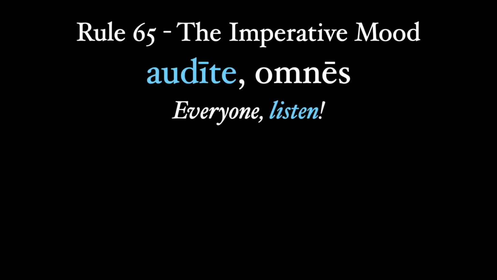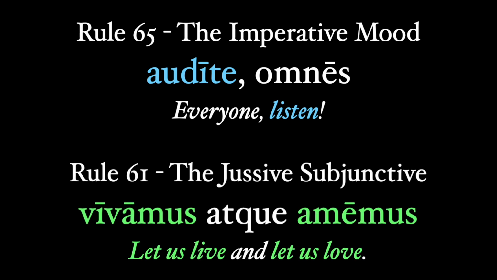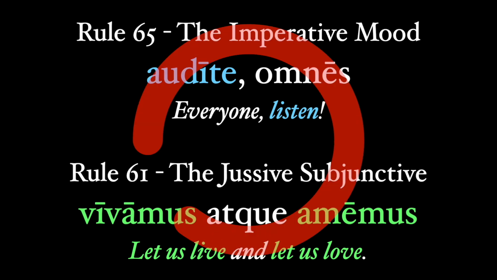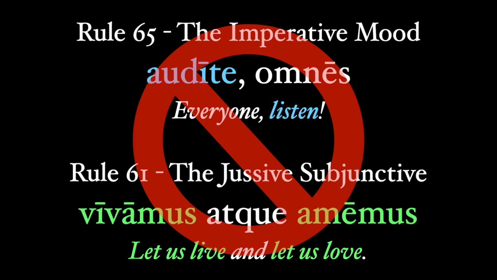In the last rule, number 65, we explored how commands are relayed in Latin with the imperative mood. But in rule number 61, we also explored how the jussive or hortatory subjunctive can also give a gentle command or urging. In this rule, we're going to look at a variation of these rules, namely how you form a negative command, a prohibition. Don't stop watching this video if you want to learn more.